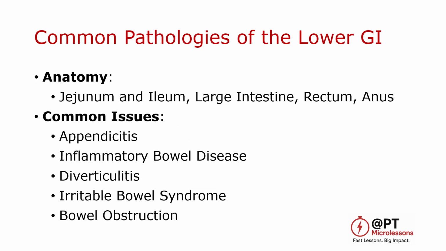Now let's move into the lower GI system. This includes the jejunum and ileum, the large intestine, rectum, and anus. Common conditions in this region include appendicitis, inflammatory bowel disease, diverticulitis, irritable bowel syndrome, and bowel obstruction. As we go through these, we'll continue to use the same framework, looking at location, symptom behavior, key features, and red flags to help guide clinical reasoning.